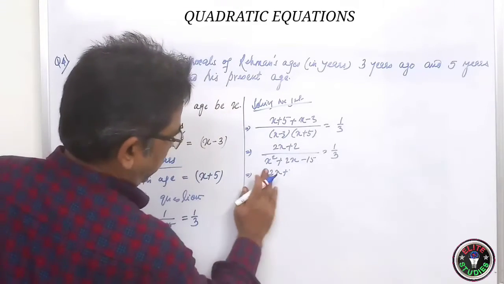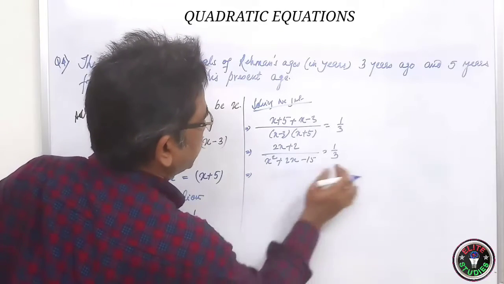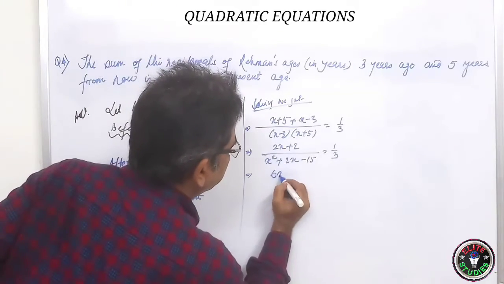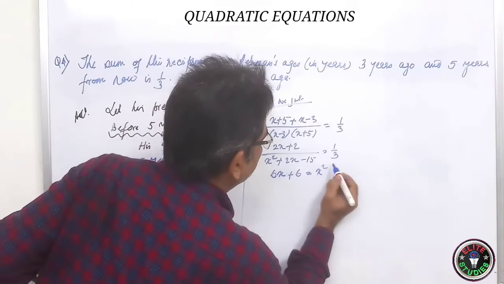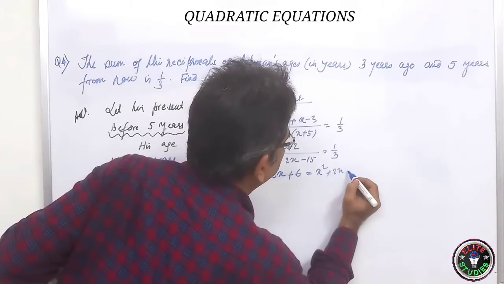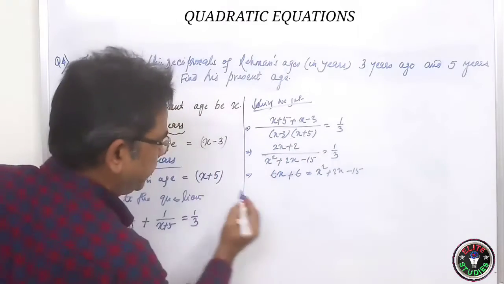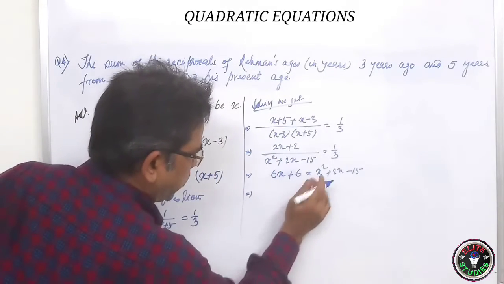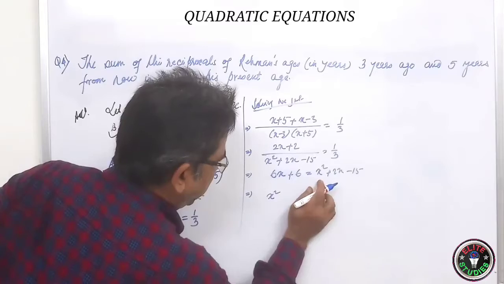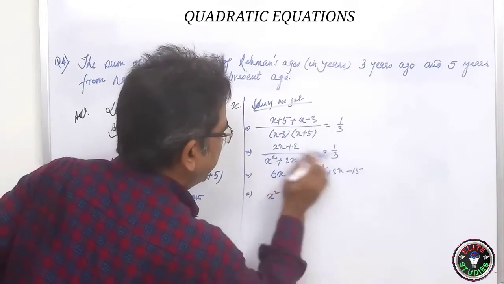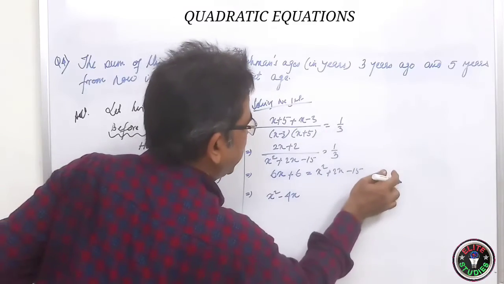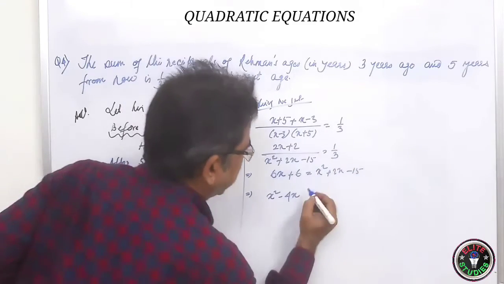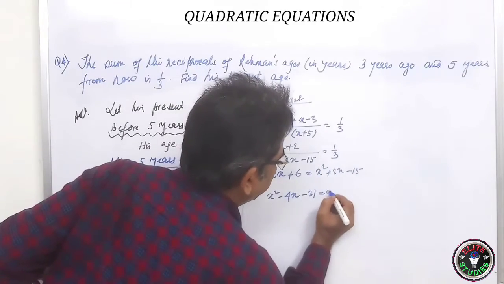Now you can do the cross multiplication. So 3 times (2x plus 2) is 6x plus 6, equal to x square plus 2x minus 15. So keep x square on that side. Now 6x on that side: 2x minus 6x is minus 4x, and minus 15 minus 6 is minus 21, equal to 0.